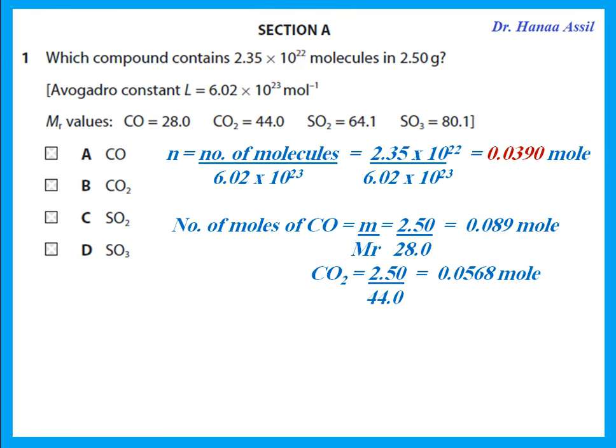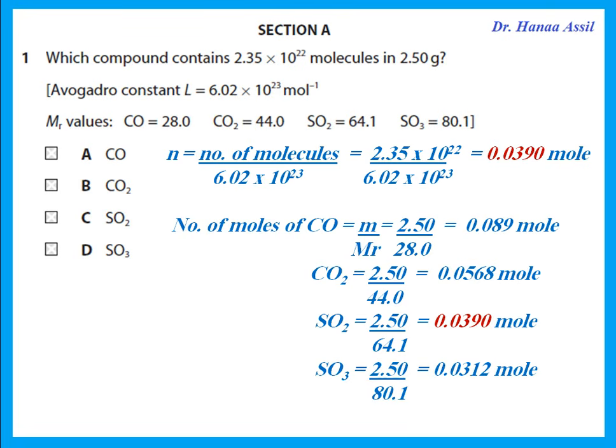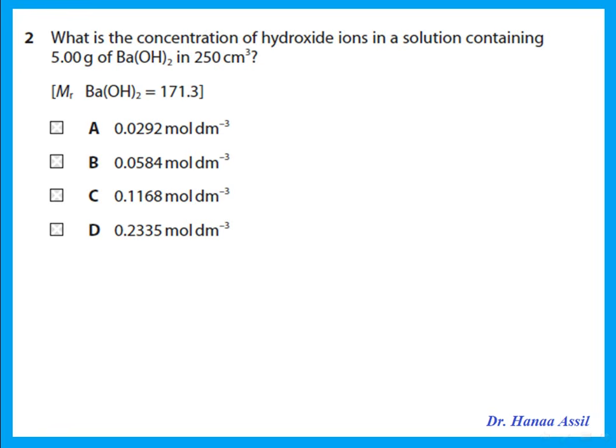For CO2, it also gives a different number of moles. For SO2, we get the same number of moles as what we're looking for. So this should actually be my answer. For SO3, it's a different number of moles. So obviously my answer is the SO2. So the SO2 will have the same number of moles as 2.35 times 10 to the 22 molecules in 2.5 grams.